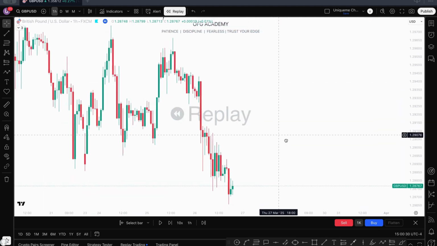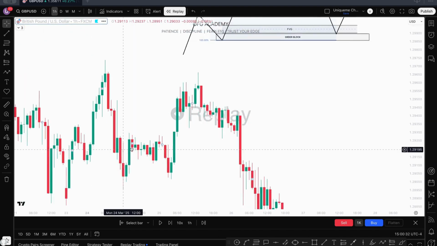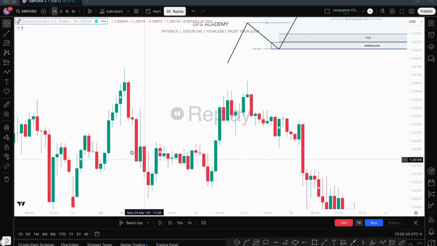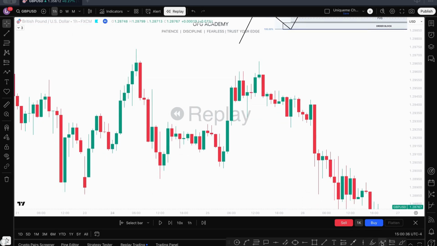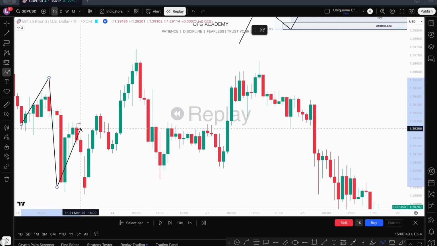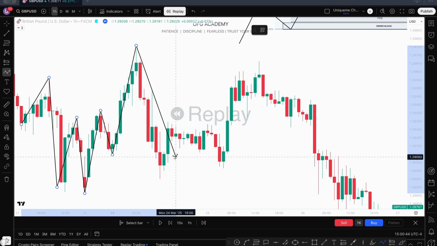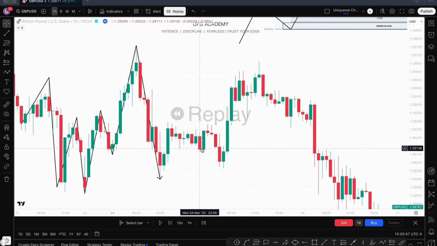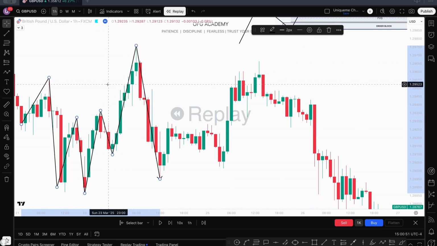Now, I try to find a very good example here. I hope you guys know how to mark your structure. You can see a structure here with your own eyes. Price did this, shifted the market structure. Can you see this? It was a structure, right? I just drew the structure for you to see it yourself.